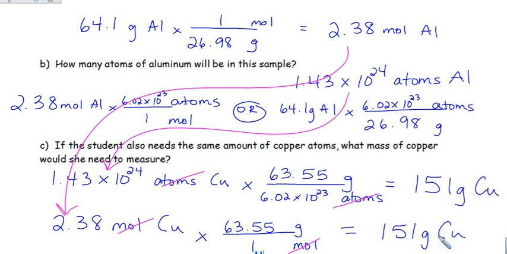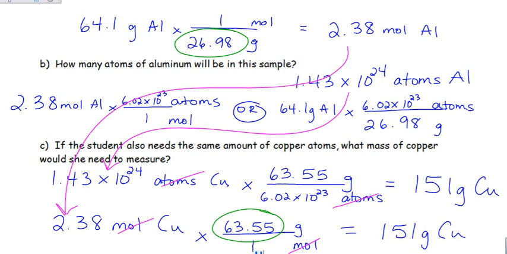Well, yeah, it kind of makes sense. Look at these molar masses. The molar mass of aluminum is about 27 grams. The molar mass of copper is about double. A little more than double. Well, yeah, it makes sense then that my original sample was about 64 grams. I'm going to need about double. The molar mass is just about twice as large for copper. That's good stuff. I like that. We're going to do something similar in the lab, eventually.